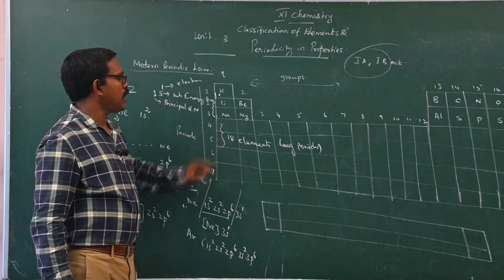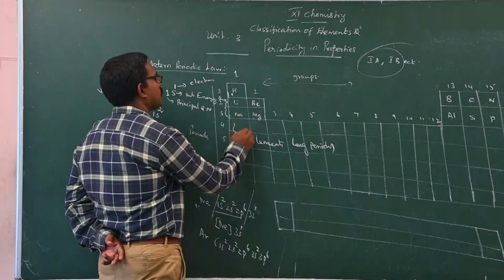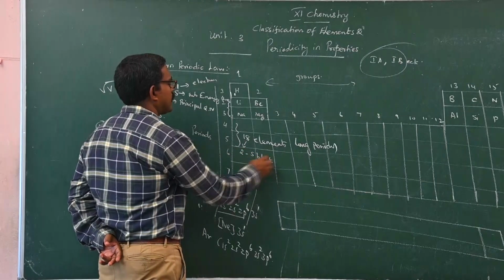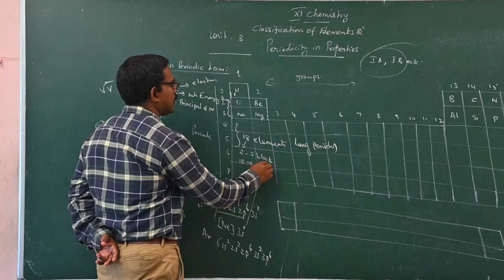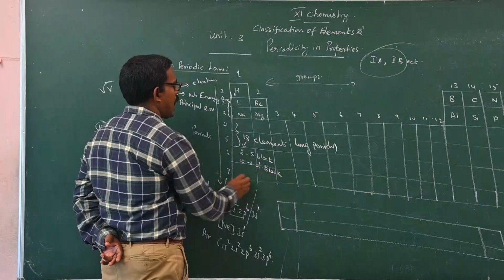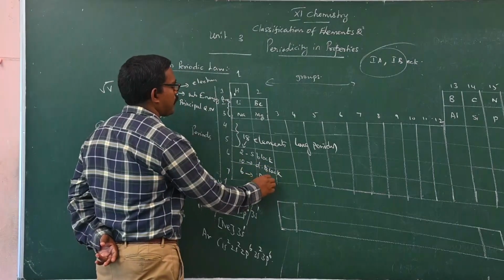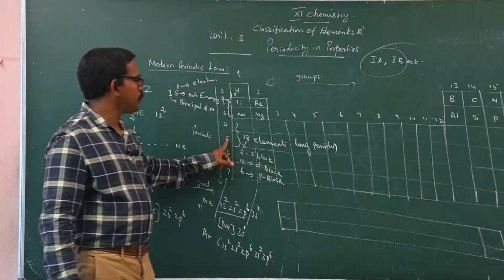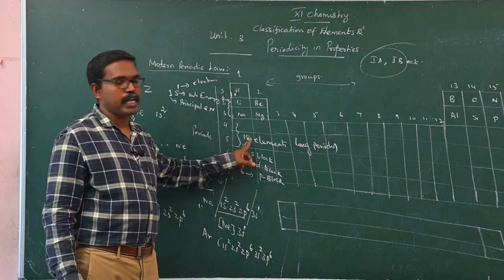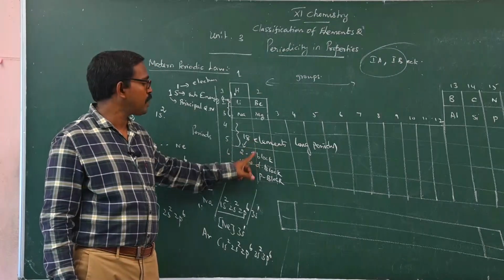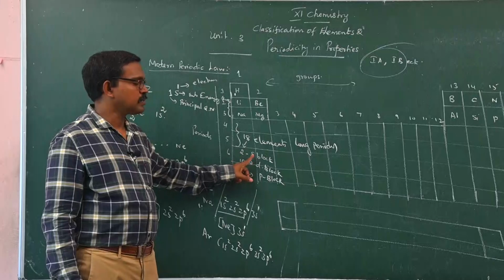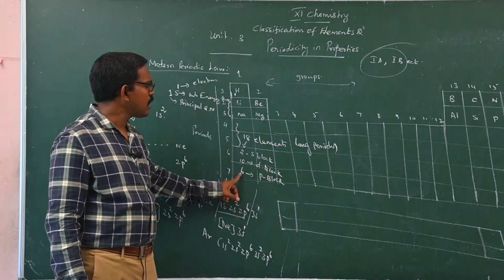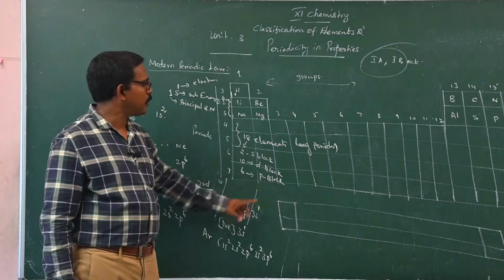These 18 elements: 2 elements in the s block, 10 elements in the d block, and 6 elements in the p block. The fourth period and fifth period each consist of 18 elements. These are further classified as 2 elements present in the s block, 10 elements present in the d block, 6 elements present in the p block.